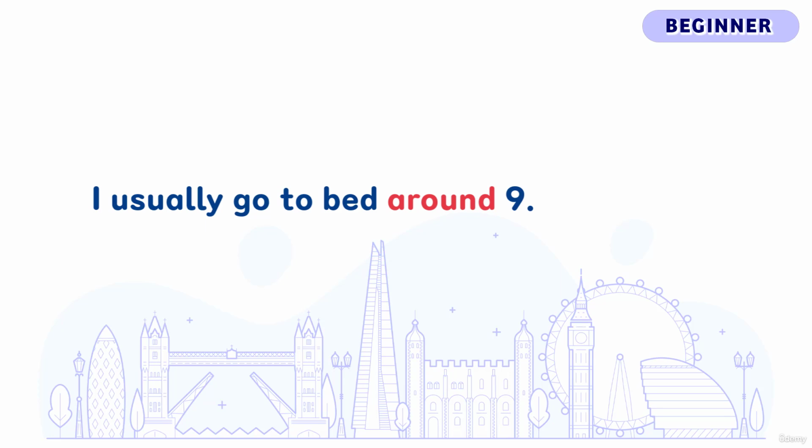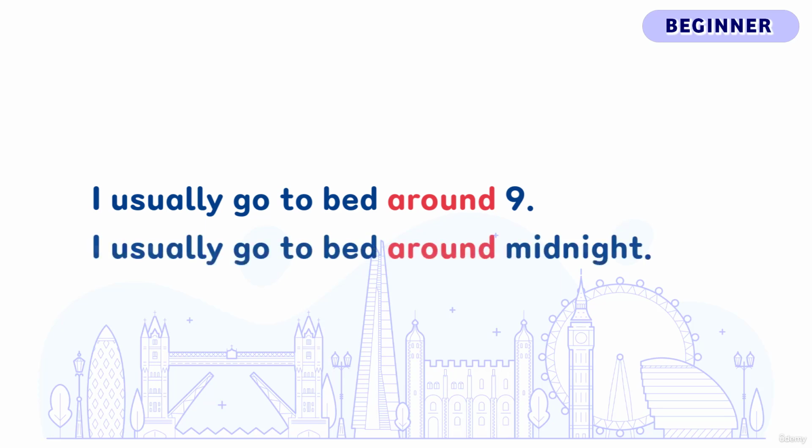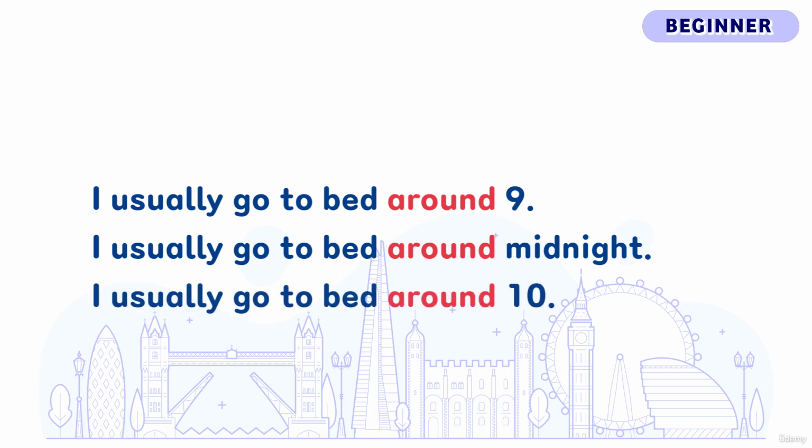Let's take a look at some example sentences. I usually go to bed around midnight. I usually go to bed around 10. I usually go to bed late. In the last sentence, instead of saying a time we go to bed, we've used the adverb late to indicate that we go to bed at a late time at night.